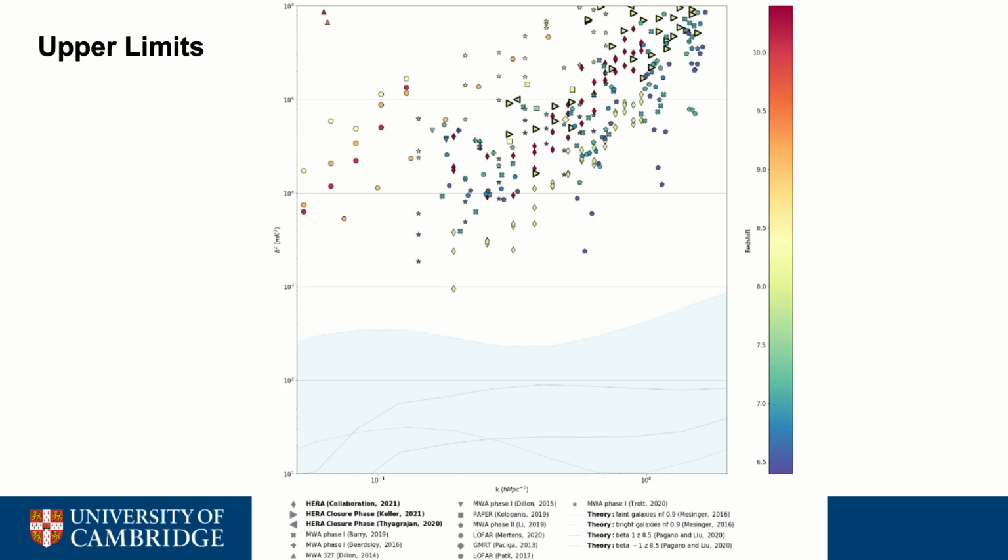On this slide I'll compare our upper limits to the upper limits of other experiments. So on the y-axis we have here the upper limit in millikelvin squared, the x-axis are the k-modes, and the color is an indicator of redshift. Now the right pointing triangles are the upper limits obtained in this analysis. Below we have the diamonds, which are the visibility upper limits from the HERA collaboration.